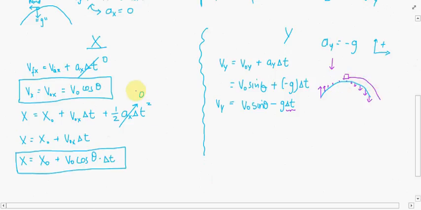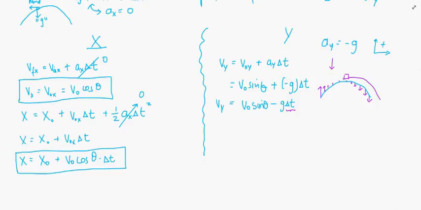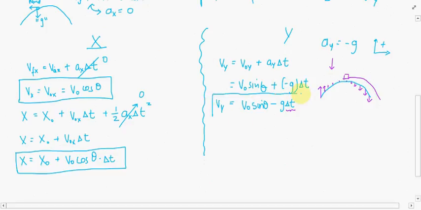Okay, so this is a really fundamentally important equation. So I'll just box that to make sure that we remember that. Okay, what about its position? So its final y position is going to be equal to its initial y position plus its initial velocity in the y direction times some change in time plus 1/2 acceleration in the y direction times change in time squared.